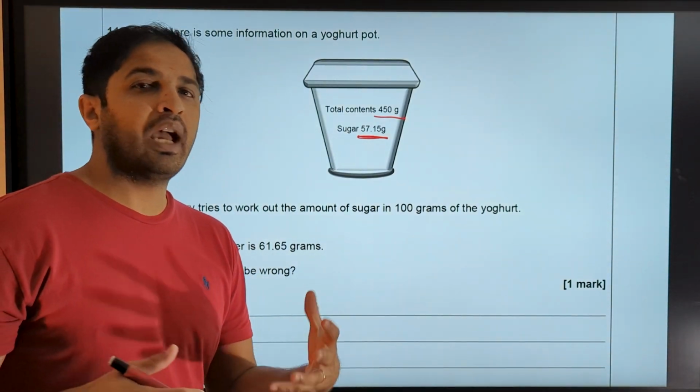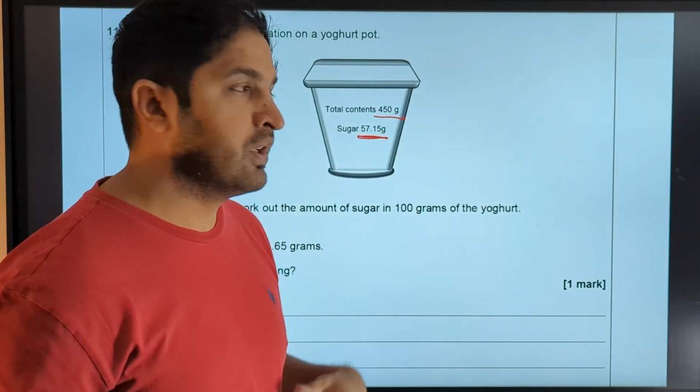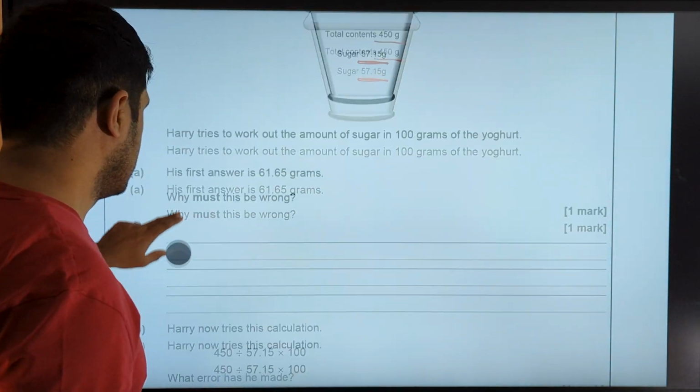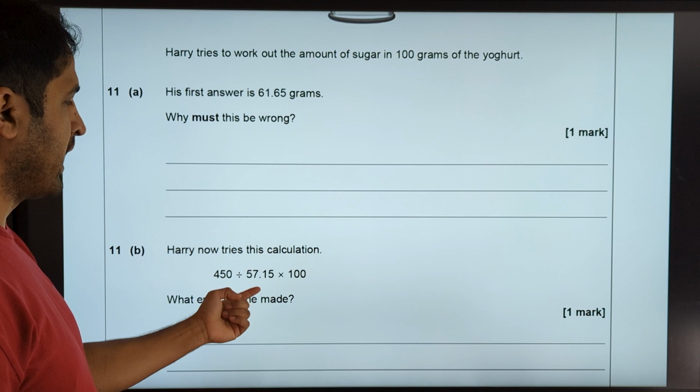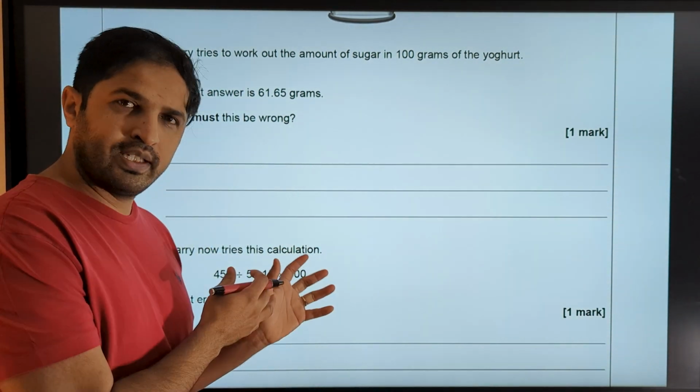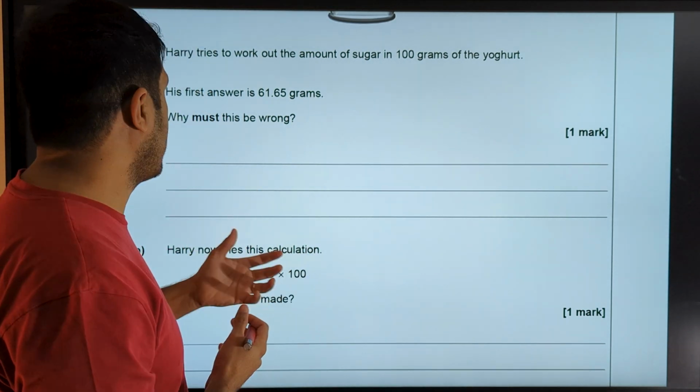Writing things down is not my thing either. Okay, so I would generally work out the actual answer to get that 1 mark. And that's the calculation that he tried. Okay, what error has he made? And again, you don't have to describe it in words. Write down what error he made.